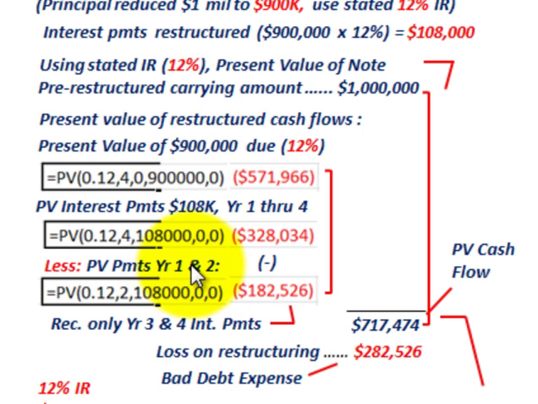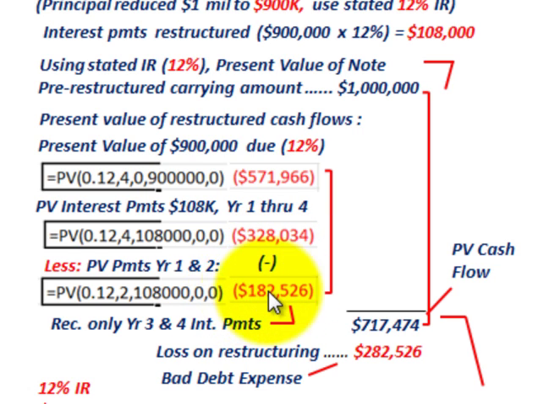Now, this is where the forgiveness of interest for years 1 and 2 comes in. Bank B isn't going to receive any interest on this note per the agreement for years 1 and 2. So we have to subtract out the present value of those first 2 years of payments. The present value for 2 years at 12% of those $108,000 interest payments is $182,526. So now we have to look at what is actually the present value of this total cash flow. We take our present value of our principal amount, $571,000, plus the 4 years of interest at $328,034, but we have to subtract out those first 2 years.